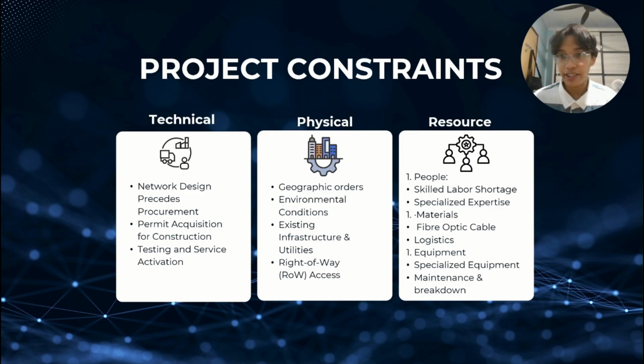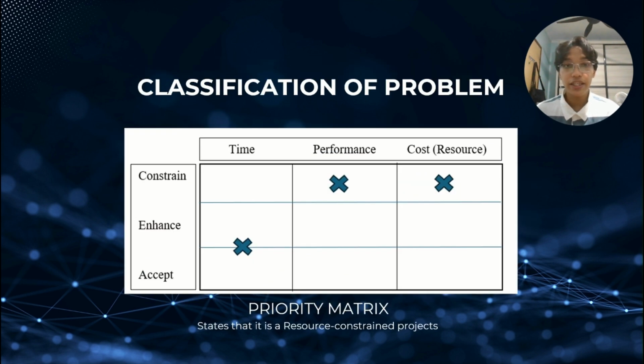These can be technical, such as needing to finalize the network design before we can procure materials or secure permits before groundwork. We also encounter physical constraints stemming from variable conditions like unpredictable weather, challenging terrain, and many more. And finally, and crucially, we have resource constraints primarily related to the availability of skilled labor, like our contracted civil engineers and fiber technicians, as well as specialized material and equipment. Given these challenges, we conducted a priority matrix and our project is classified as resource and performance constraint.